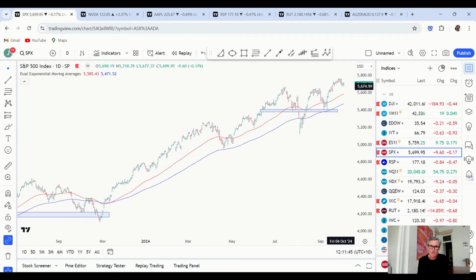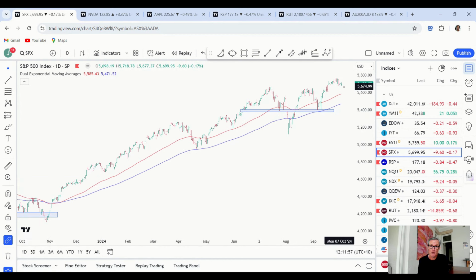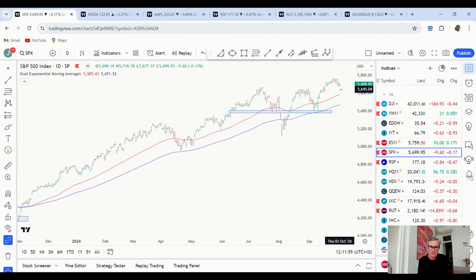There's always room for pauses and consolidations. We're getting a bit of a pause over the last week. But at this stage, there's nothing here whatsoever that tells us we should be changing the game plan of being long equities.